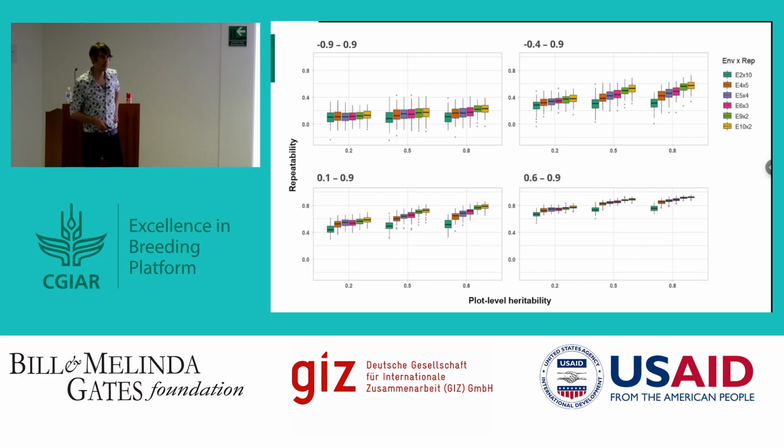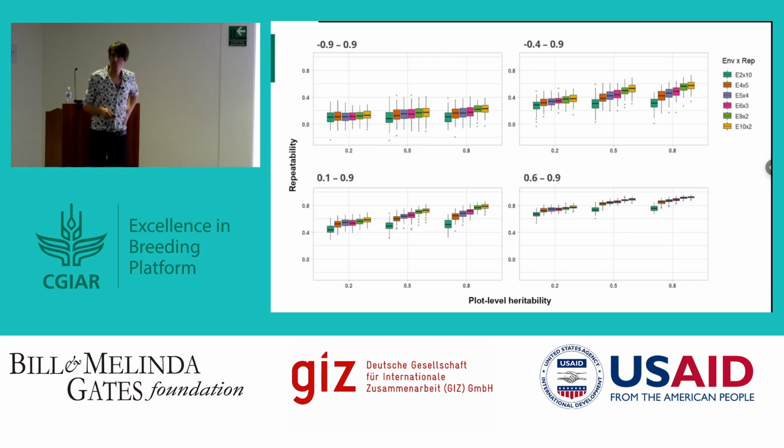Chris, is it entry-level heritability or plot-level? It's plot-level heritability, which means, well, what we did is we simulated different numbers of plots. The phenotype that you observe in a single plot is 0.2, 0.5, or 0.8 accurate. And then obviously when you combine 10 plots within 2 environments, for example, you get the entry mean. But this is the heritability that you observe per plot.